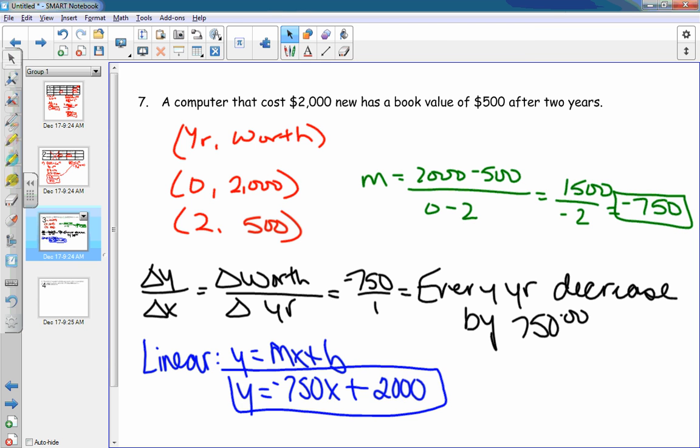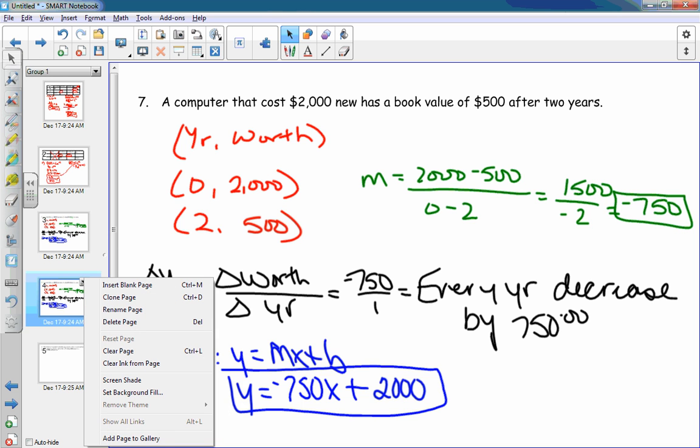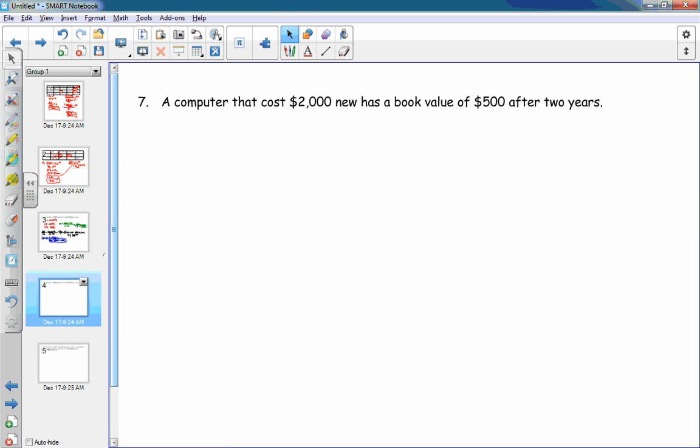So if that's my linear model, the next thing it says to do is to go ahead and give the model for the exponential. And they give the formula v is equal to a e to the kt. What is that? Think Pert. Think Pert. What is that? What does v represent? The worth. V is the worth of the computer.